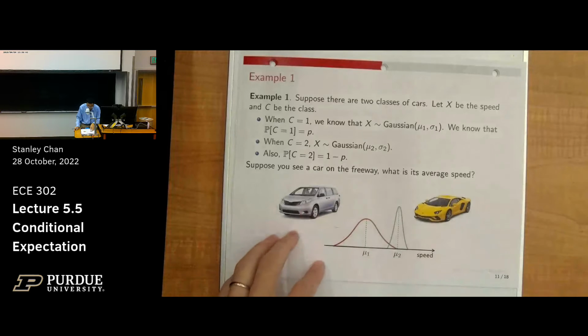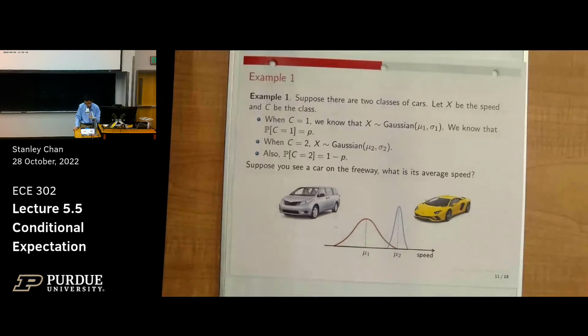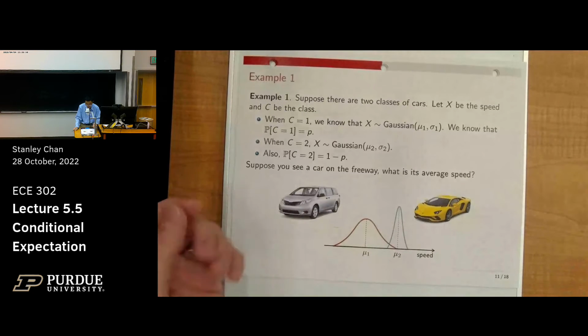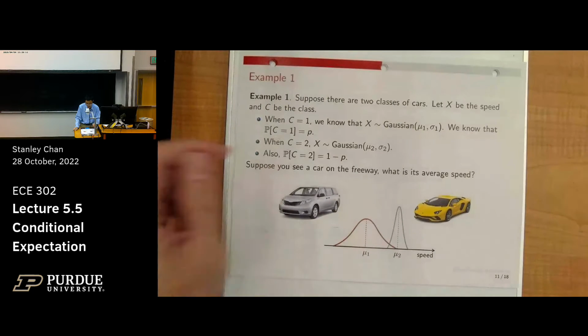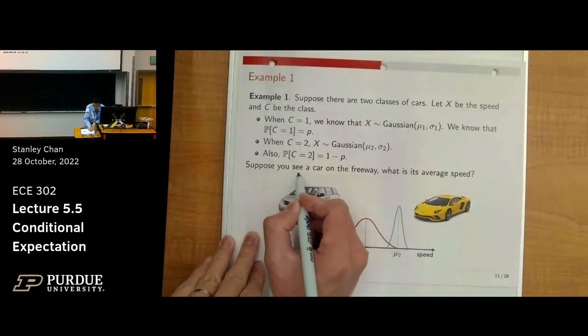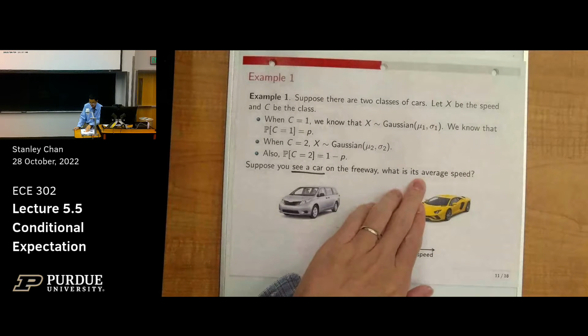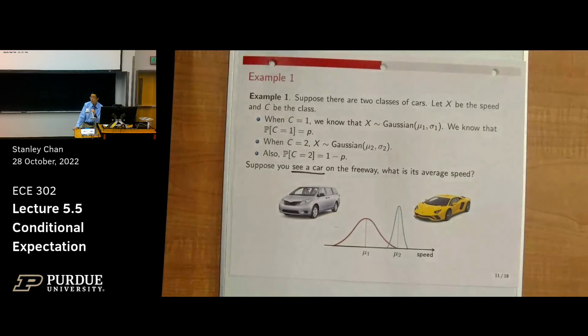So we have two different types of cars. They have two different Gaussian distributions, mu1 and mu2, sigma1 and sigma2, and they are in different classes. The question is, suppose you see a car on the freeway. What is its average speed? What is its average speed? This question requires you to do the decomposition, because if you pick the first car, then you have a lower mean.